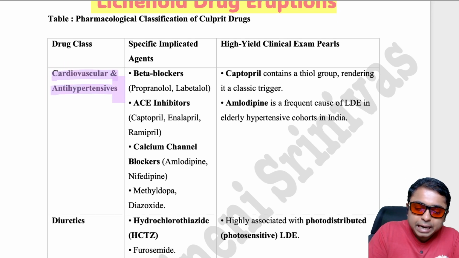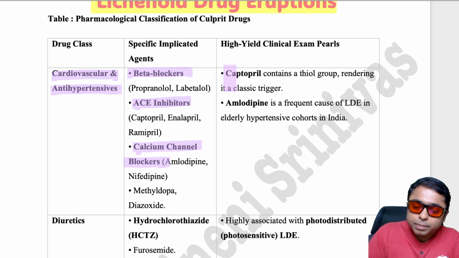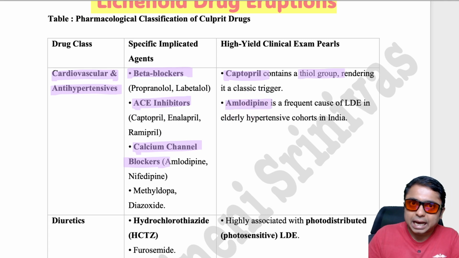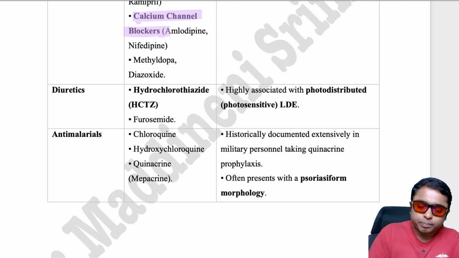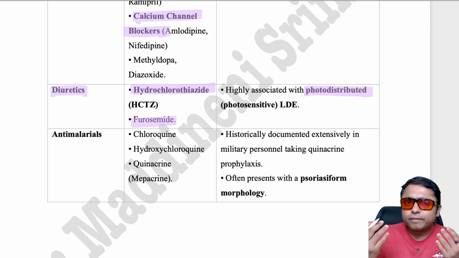Cardiovascular and antihypertensive medications: beta blockers, ACE inhibitors, and also the calcium channel blockers could be associated with LDE. And remember captopril, it is classically associated with LDE because of the thiol group which is present, and also amlodipine, the calcium channel blocker, is associated with elderly hypertensive individuals. These are the antihypertensive medications which are used, and the diuretics, hydrochlorothiazide and furosemide. It was observed that patients having LDE classically had the lesions in the photo-distributed areas, that is over the face and the V area and also the dorsum of the hands.